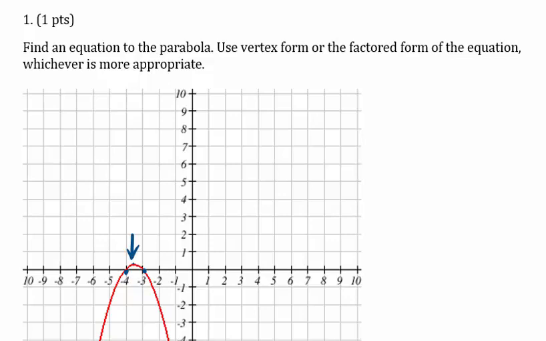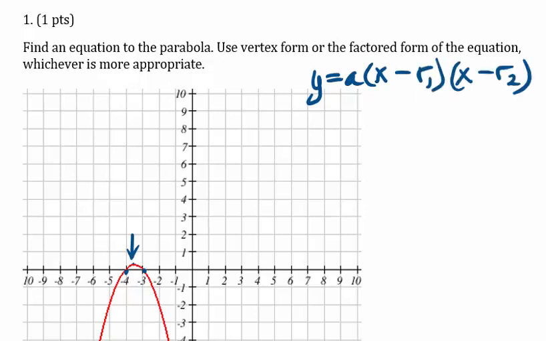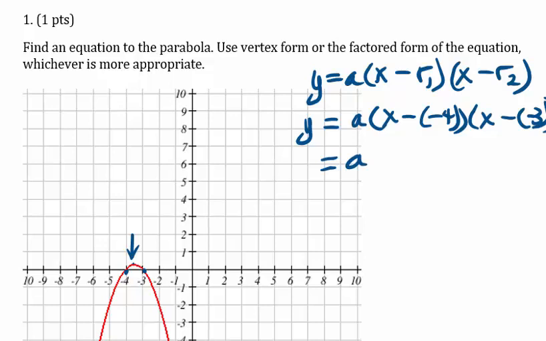So we're going to start with factored form, which is y equals a times (x minus r1) times (x minus r2), where r1 and r2 are the x-intercepts. In my case, one of the x-intercepts is -4, so x minus -4, and the other is -3, so x minus -3. And simplify: a times (x plus 4) times (x plus 3).